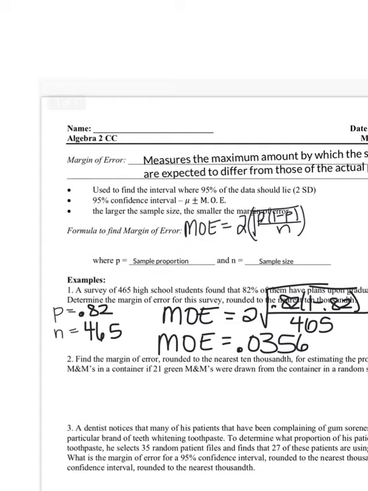Okay, so let's just talk about this for a quick second. Let's pretend I actually rounded to the nearest hundredth. So that would be 0.04. 0.04 is 4%.